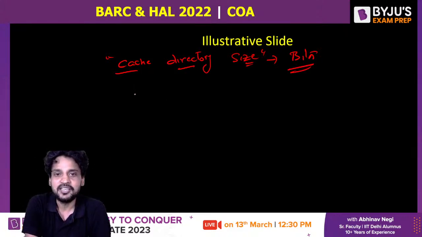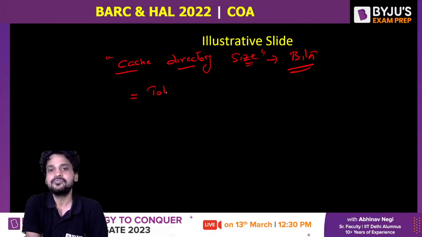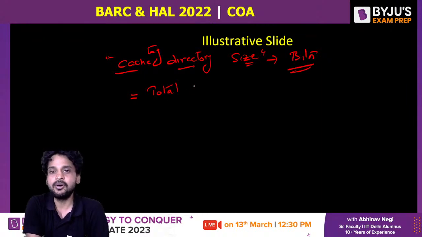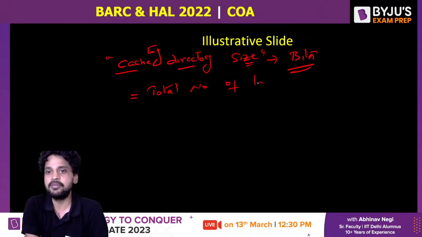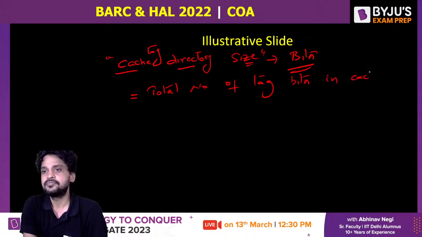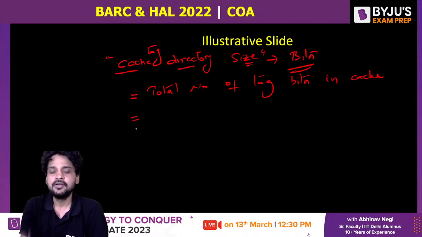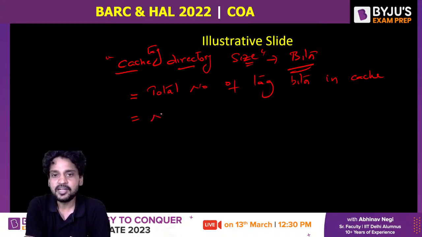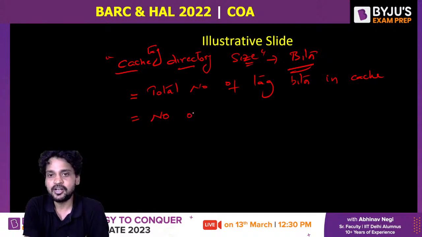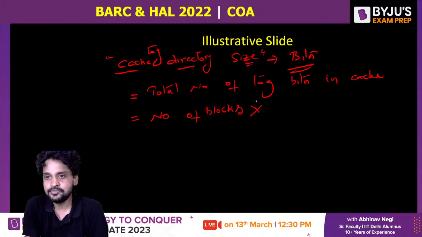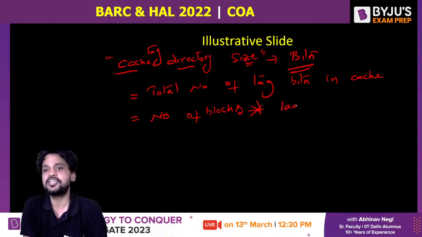What is the cache directory? Cache directory is the total cache tag directory. Okay, the cache tag directory is the total number of tag bits in the cache. How to calculate? For every block we do have a tag, right? So the tag directory will be calculated as the number of blocks into one tag size. Okay.